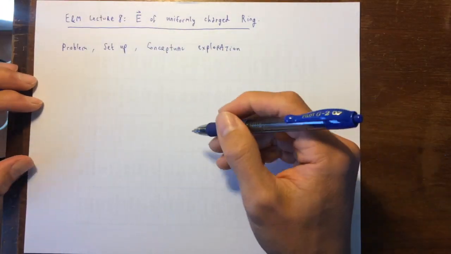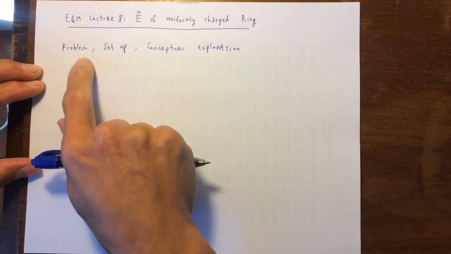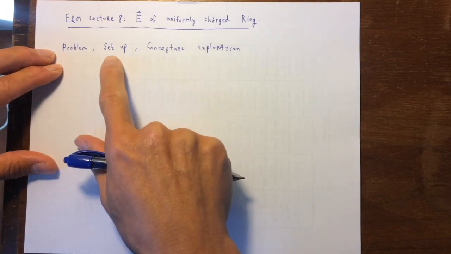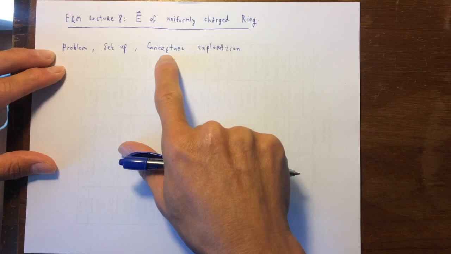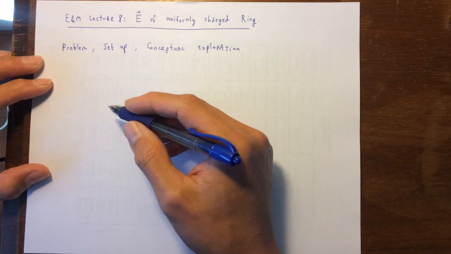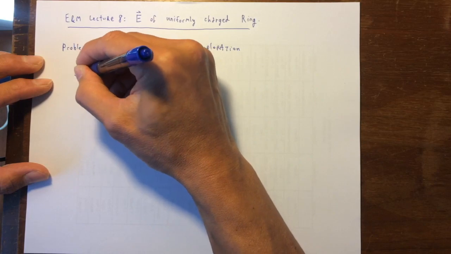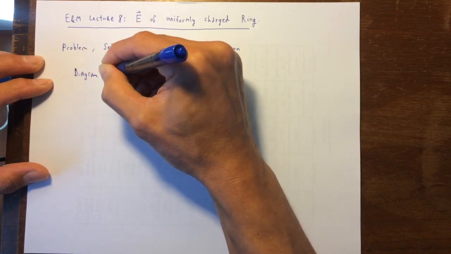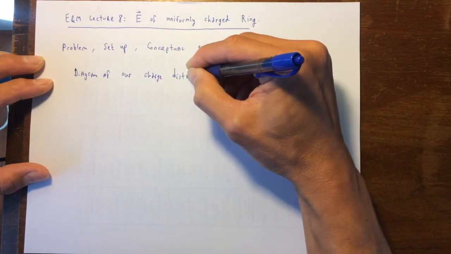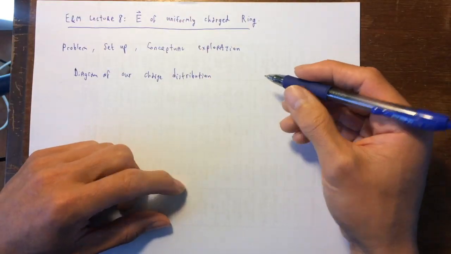So a uniformly charged ring is what we're trying to get the electric field for, and I said we would start off by describing the problem and the problem setup, and also to explore the problem conceptually. Here's how I'm going to do that. First, I'm going to draw a picture, a diagram of our charge distribution. So it's a uniformly charged ring.